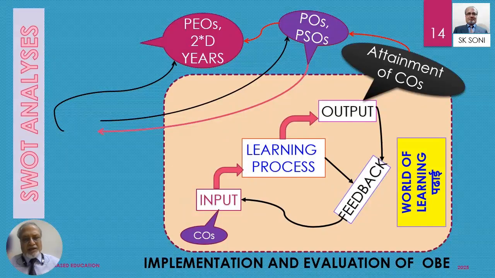The accomplishment of PEOs can be only evaluated after 2 times the duration of the program. For instance, if it is an engineering graduation program, which is of 4 years, then you have to maintain the contact with the students for 8 years.